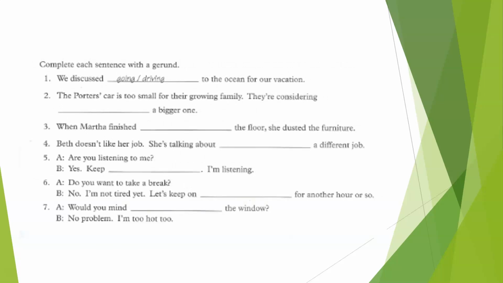Another activity where you want to use gerund forms as well. Need to complete these sentences with gerunds. Number 1 is an example. We discussed going to the ocean for our vacation. Or you can say, we discussed driving to the ocean for our vacation. So discuss is like talk about something, right? Discussed going, discussed driving. Okay, pause the video, please, and complete the sentences with the gerund forms.